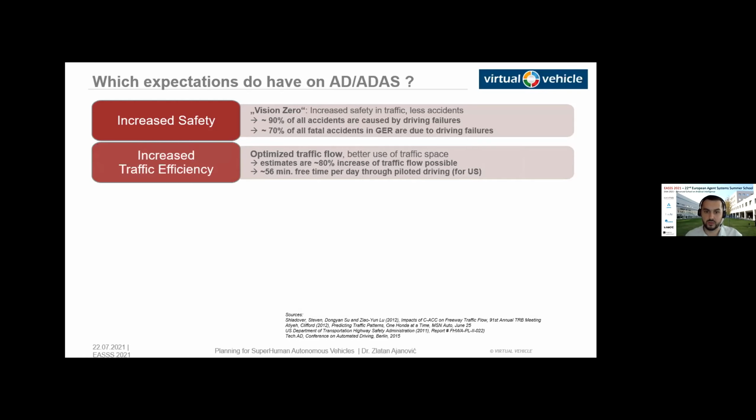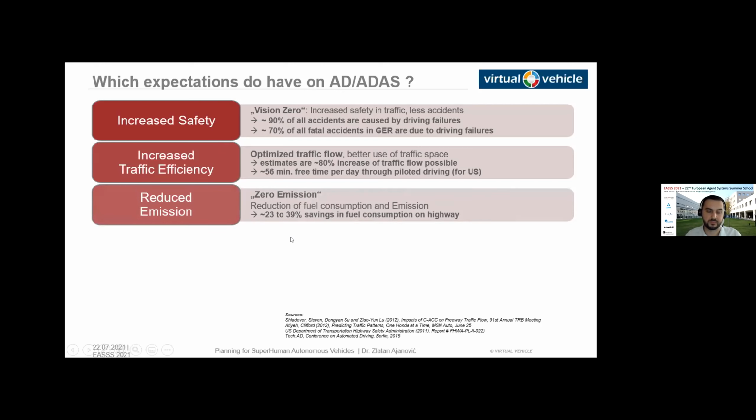We can also use fewer cars, or we can maybe avoid even parking, so that the vehicle can drop a person at some location and just drive without looking for a parking spot. And you all know how difficult it actually is to find a parking spot in urban environments.